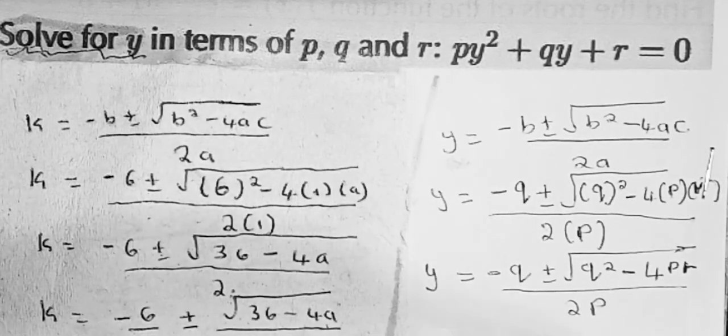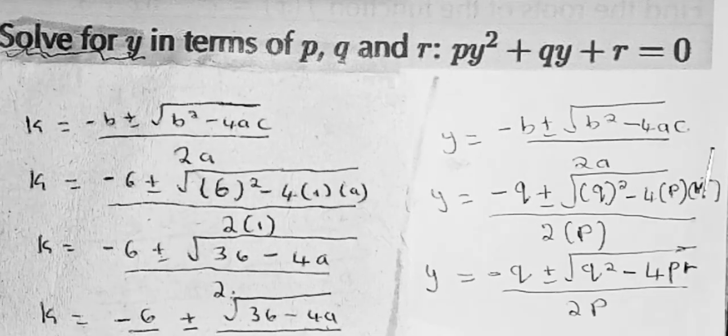What is next? Let me think about it. We have p, we have q, and r. We must solve for y in terms of p, q, r. There's nothing more we can do, because this is how we solve everything. We have our p, our q, and our pr. So there's nothing we can do next, and we are done.